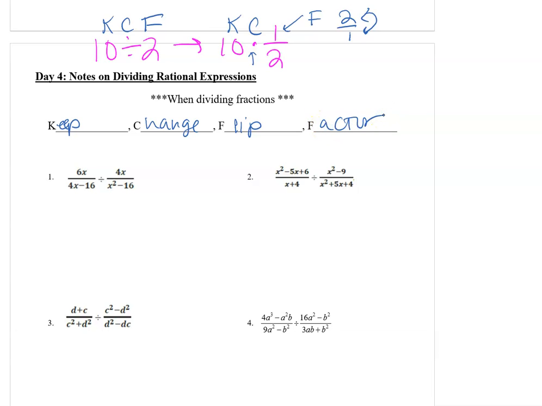So for example, I can look at number 1 and think of this as 6x over 4x minus 16 times x squared minus 16 over 4x. I did keep, change, flip because I flipped that second fraction after changing the sign to multiplication, and then I can go ahead and factor.